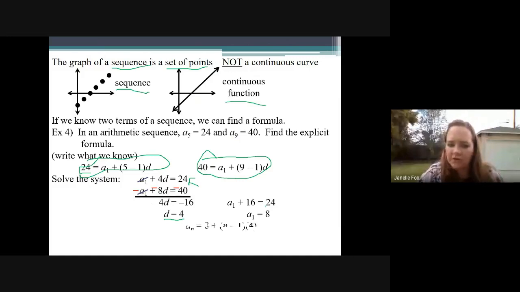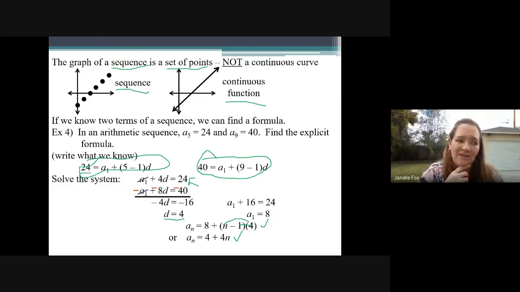All you have to do now is put all those together, and this is your explicit formula. A sub n is equal to 8, that was the first term, plus n minus 1, times 4. And now we can find any term that we want to, and there's our explicit sequence. If you want to, only if you want to, you could clean this up and distribute this 4 and then combine like terms. But honestly, it's not necessary. It's just another way to write it. So you can write it either of these ways. Mrs. Fox is totally fine with the first way, and she's totally fine with the second way.